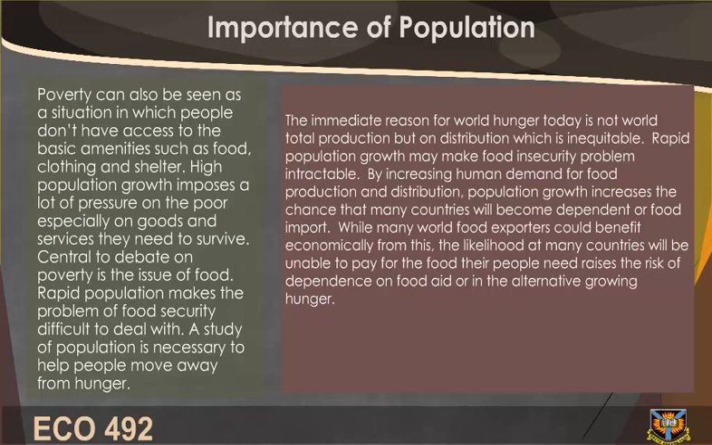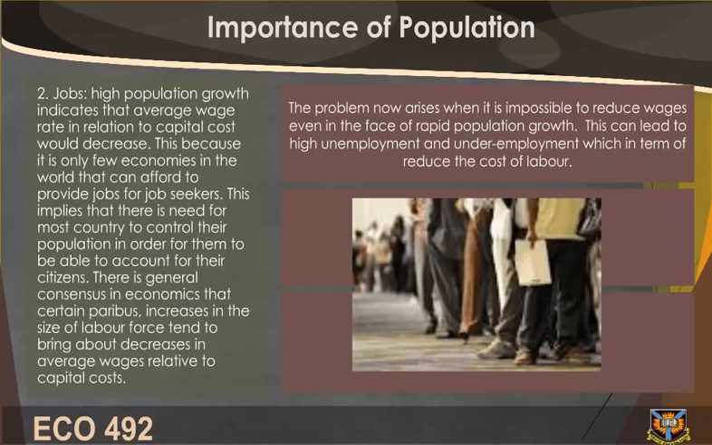By increasing human demand for food production and distribution, population growth increases the chances that many countries will become dependent on food imports. While many world food exporters could benefit economically from this, the likelihood that many countries will be unable to pay for the food their people need raises the risk of dependence on food aid or, in the alternative, growing hunger.